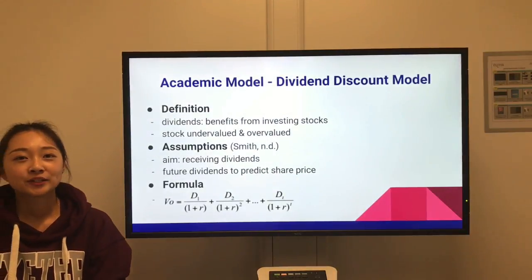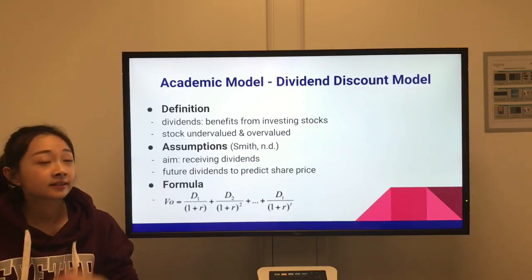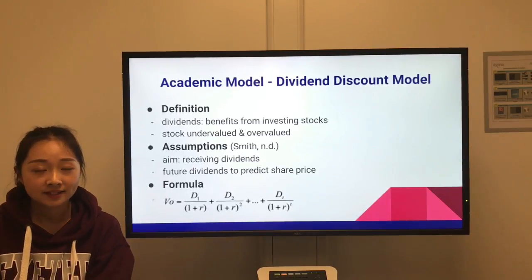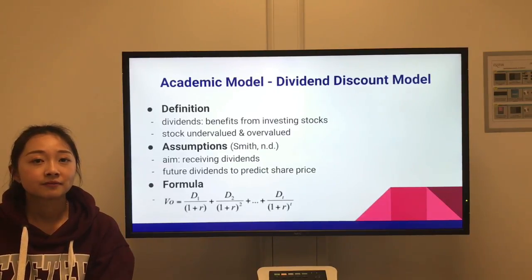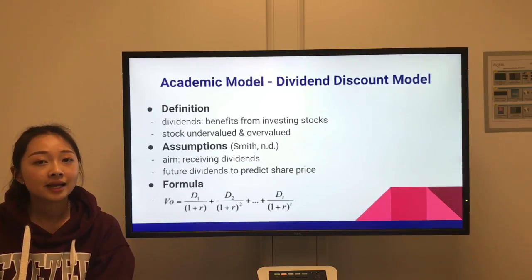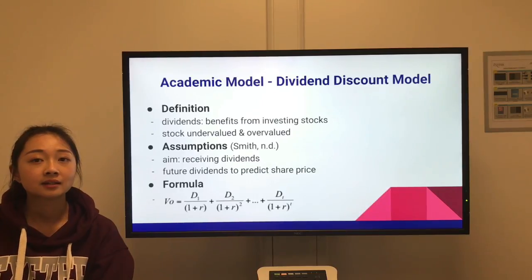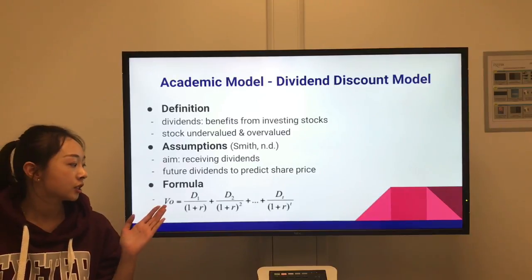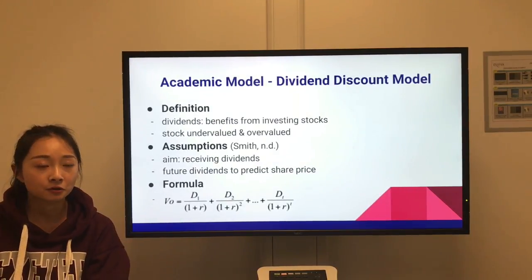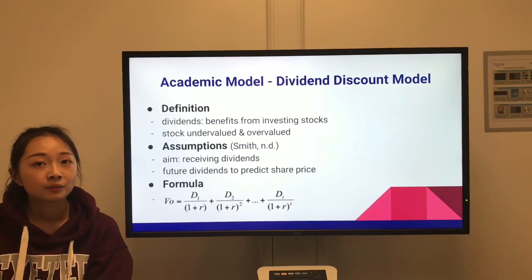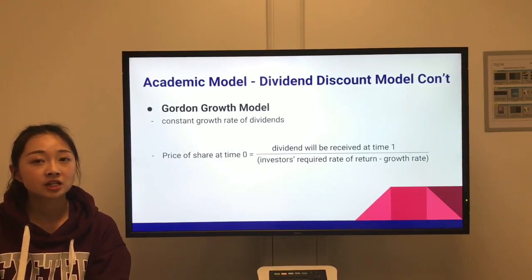Thanks, Logan. Now I will introduce one of the academic models, the dividend discount model. It specifies the benefits from investing in stocks to be dividends. The stock is undervalued if the value obtained from the DDM is higher than the current market share price. The DDM assumes that investors' aim of purchasing stocks is to receive dividends, and it uses future dividends to predict the share price of stocks. The formula shows the share price at time zero is equal to the dividends received each year discounted by the investor's required rate of return, with the assumption that the rate of return never changes.